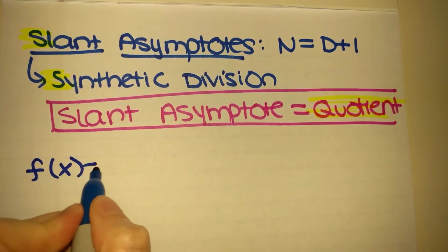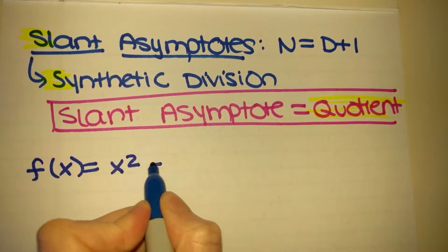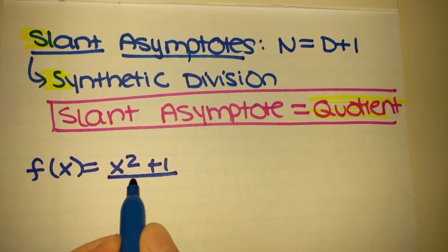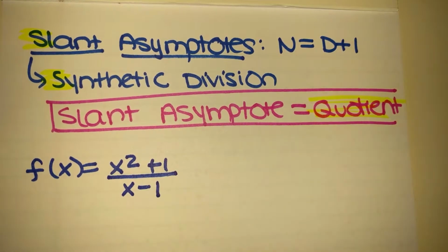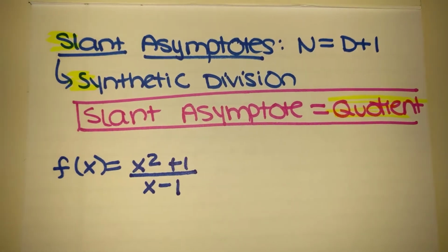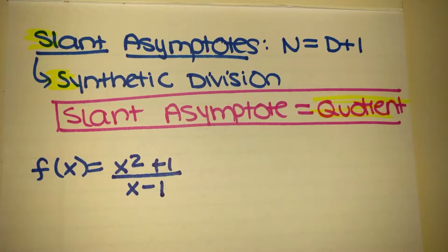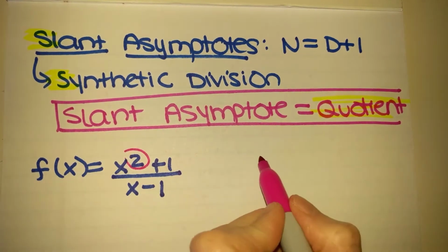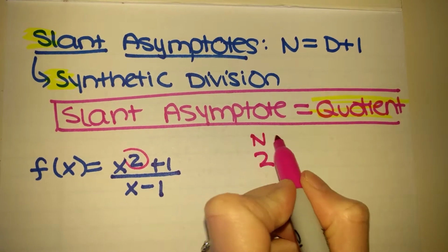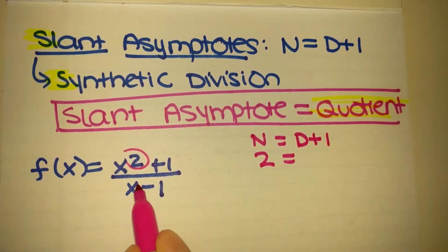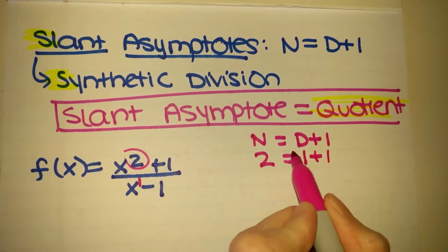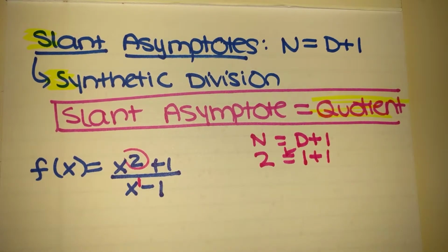So our f of x function here, as an example, is (x squared plus 1) over (x minus 1). The first observation is that we do have a slant asymptote because if you look at the numerator degree, that is 2, and that numerator degree is equal to the denominator degree of 1 plus 1. So it will have a slant asymptote.